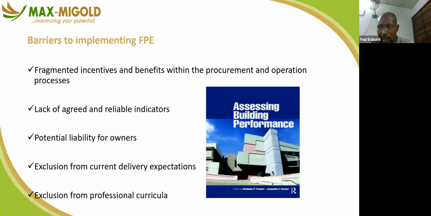Potential liability for the owner. Why? Because occupants are requesting what you don't have the financial capacity to provide at that period in time. Exclusion from current delivery expectation. Your current delivery is that you want to provide power within 12 hours and occupants are requesting what? 24 hours power supply. So that is exclusion from current delivery expectations.